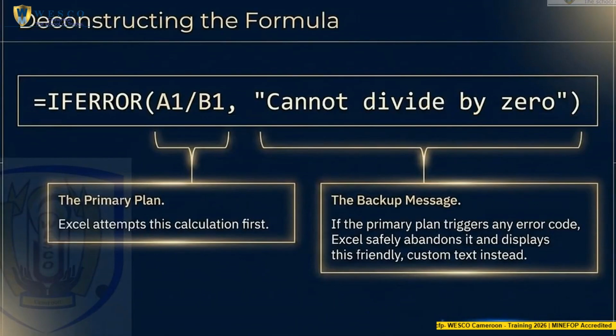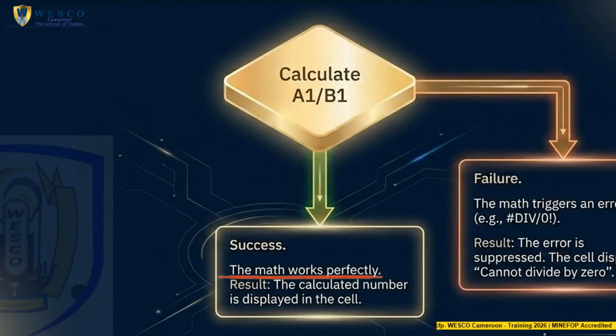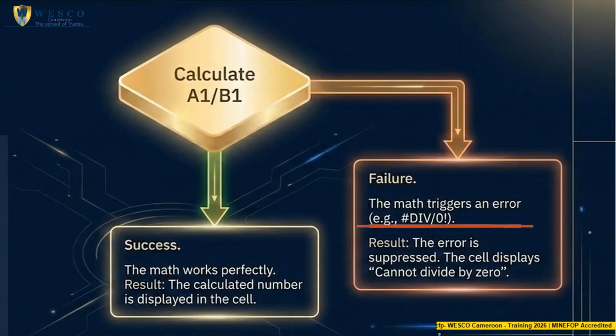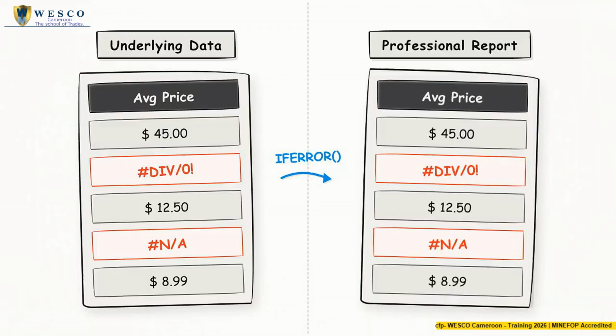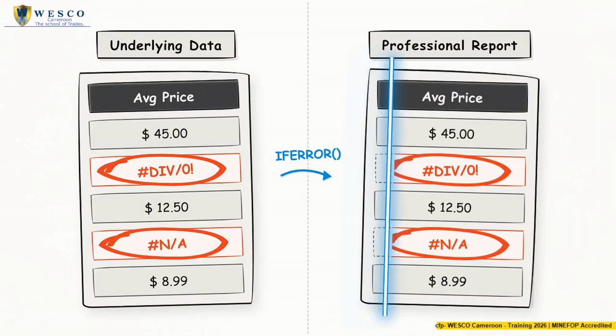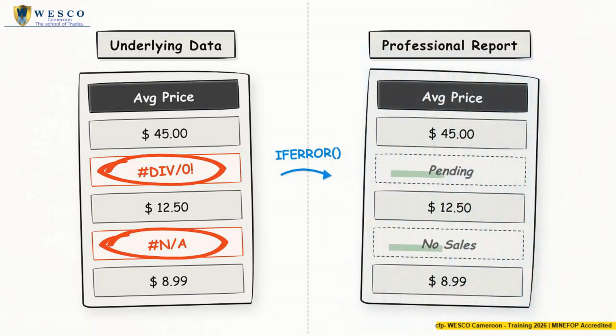Trace the lines of the flowchart. If the math works, the result is displayed. If the math triggers an error code, Excel abandons the calculation and displays your friendly text instead. Mastering IFERROR ensures that your final reports look professional and remain readable, even when the underlying data is incomplete.